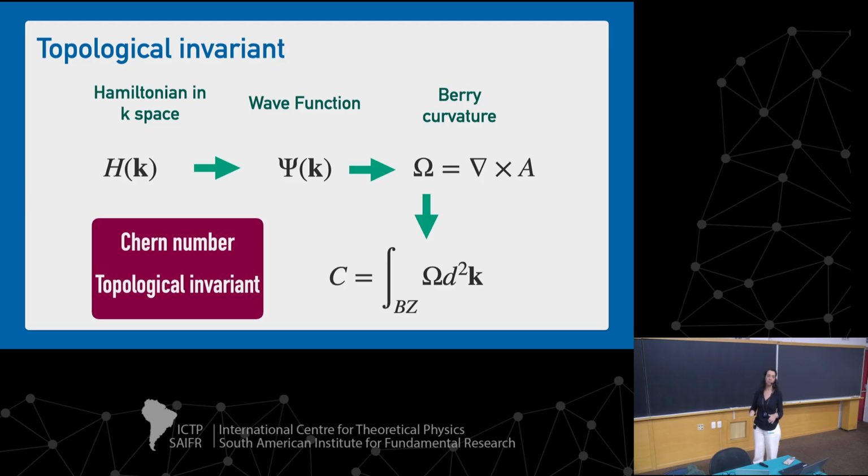You write your Hamiltonian in k-space, you get the wave function in k-space, you find the Berry curvature, you integrate over the Brillouin zone, and this gives you C, and C is your Chern number. If it is 0, then your system is trivial. If it is non-zero, then your system is in a topological state. And this seems to work very well.